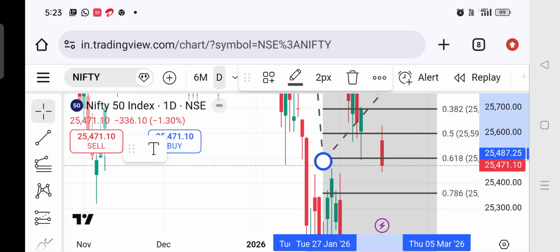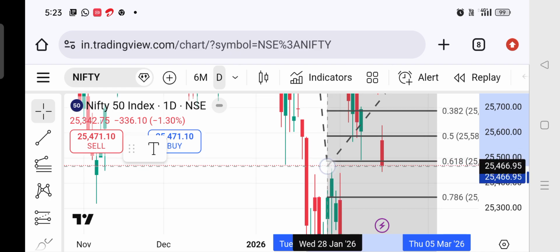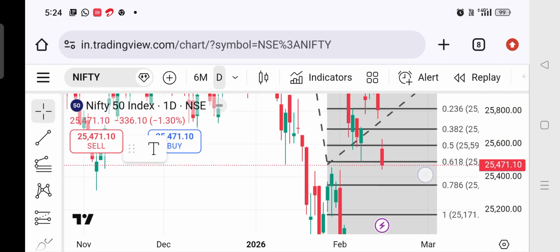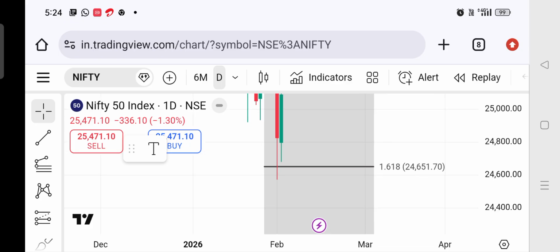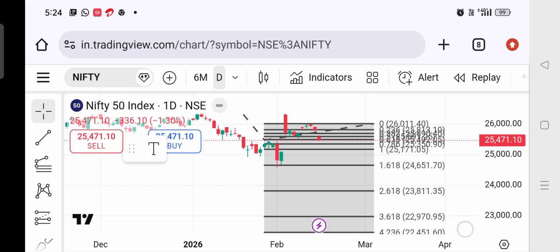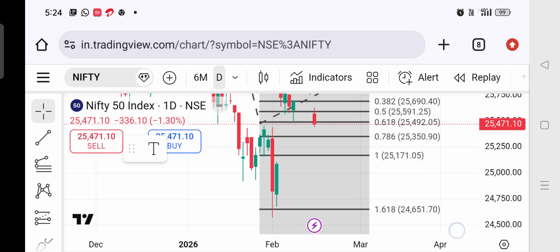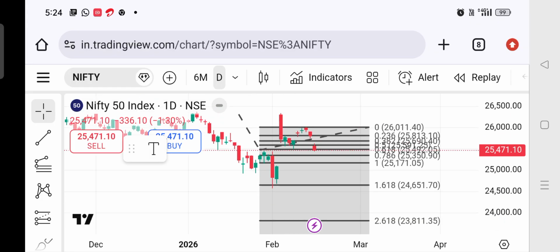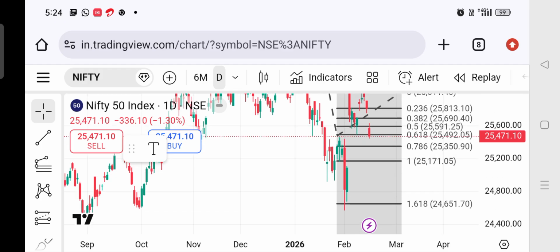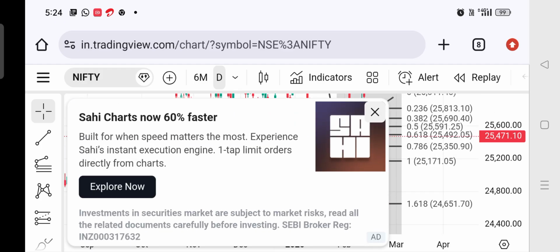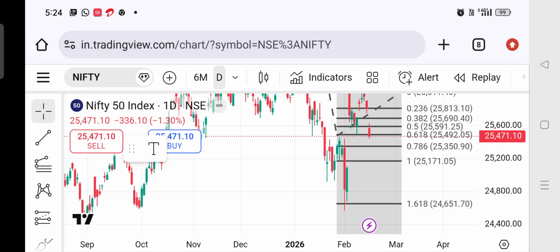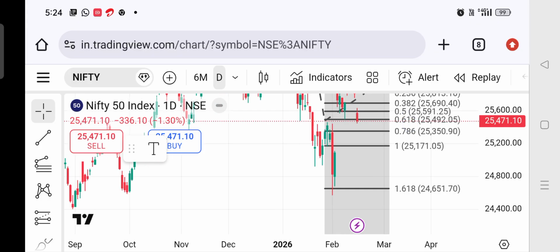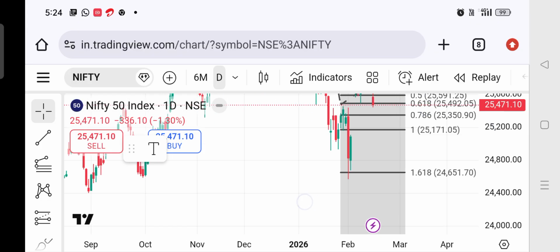Okay, these levels. So after market will be moving for 24,651 or 0.6 0.786 25,350. Okay, I will update for tomorrow or Monday. Okay, Nifty levels, next levels. After breakout for nearest coming maximum 24,651. Okay, this is for Nifty levels.